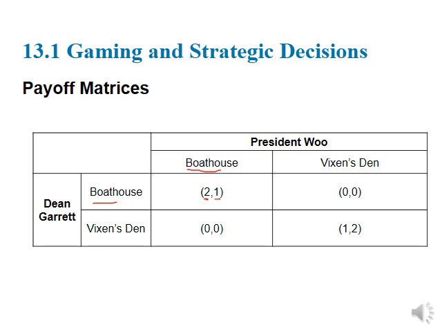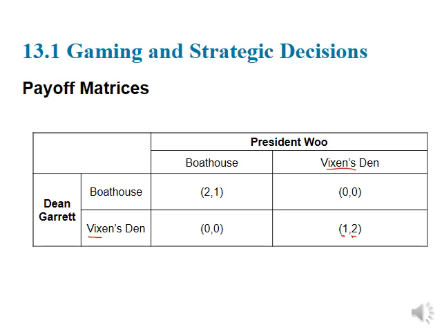What about their other possible choices? What if Dean Garrett goes to the boathouse and President Wu goes to Vixen's Den? Here, neither gets any payoff. They both get a payoff of 0 because they didn't successfully meet up after work. Similarly, if Dean Garrett goes to Vixen's Den and President Wu goes to the boathouse, they both get a payoff of 0. They didn't successfully meet up after work. 0 to Dean Garrett and 0 to President Wu. And finally, if they both go to Vixen's Den, Dean Garrett gets a payoff of 1, but President Wu, who really likes Vixen's Den, gets a payoff of 2.